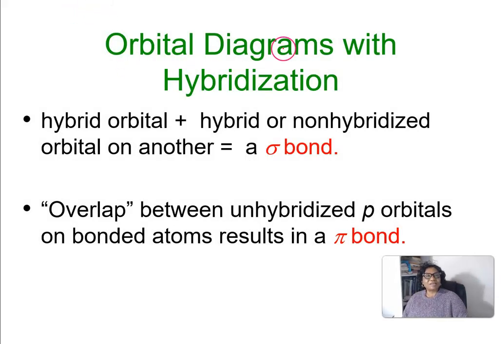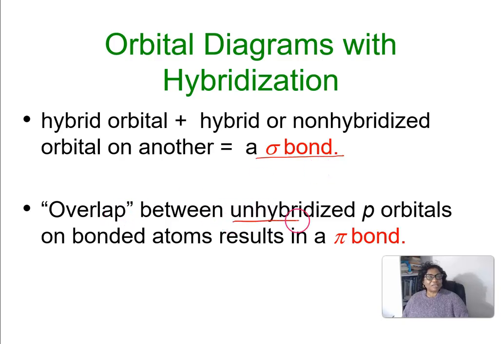So, orbital diagrams with hybridization. We want to look at orbital diagrams with hybridization. Hybrid orbitals plus hybrid or unhybridized orbitals of another atom will form what we call a sigma bond.